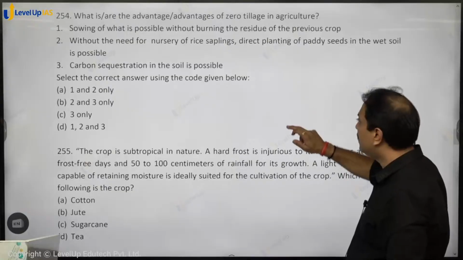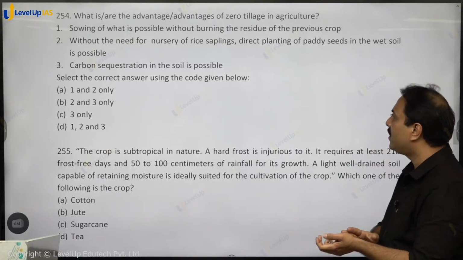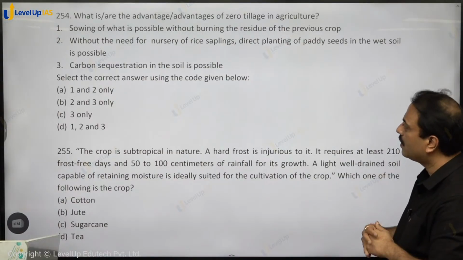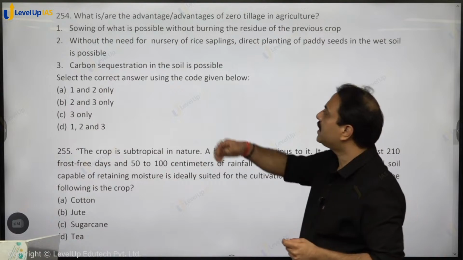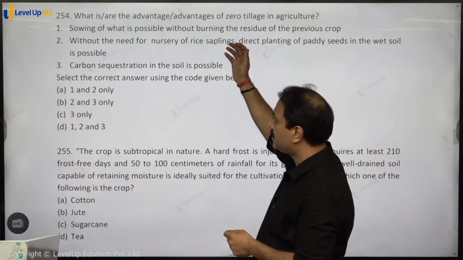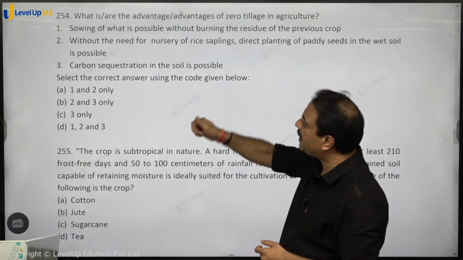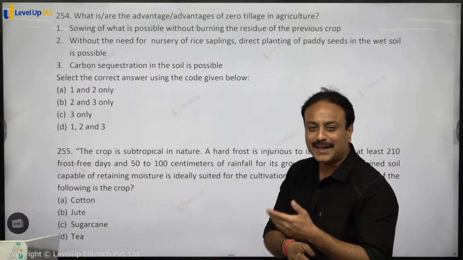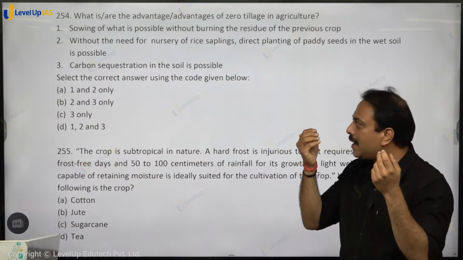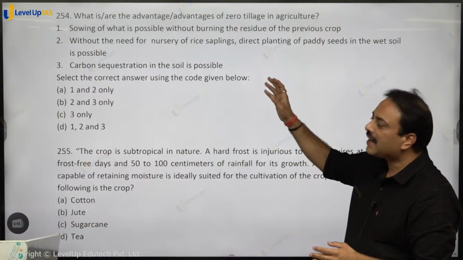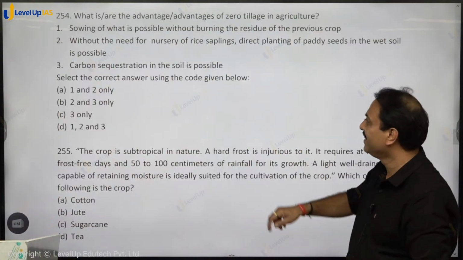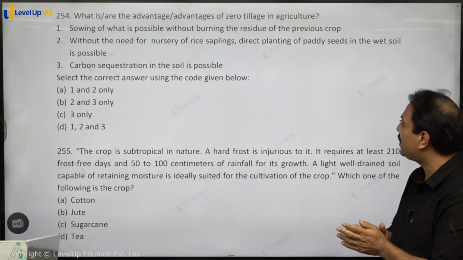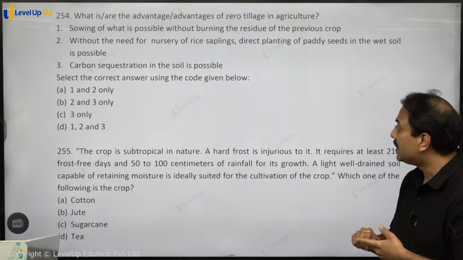What are the advantages of zero tillage in agriculture? Look at how UPSC writes: "is are advantages". Even if you don't write "is" or "are", everyone is confused in all the statements. What are the advantages of zero tillage in agriculture? Zero tillage, again zero tillage.